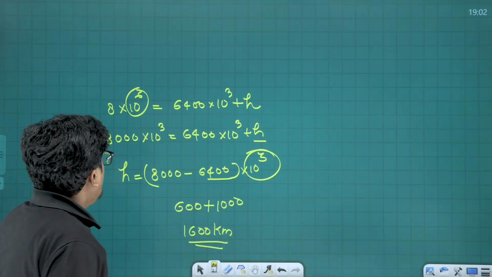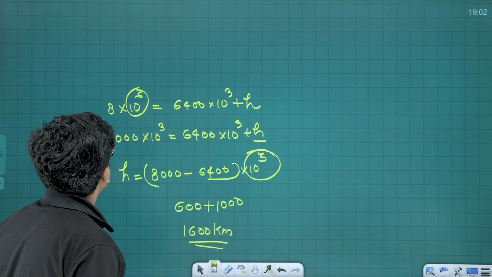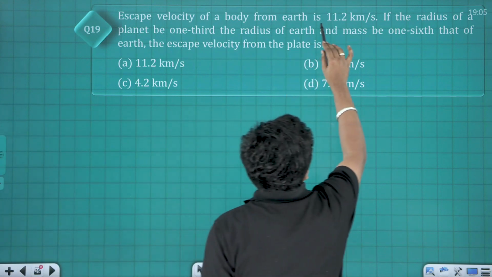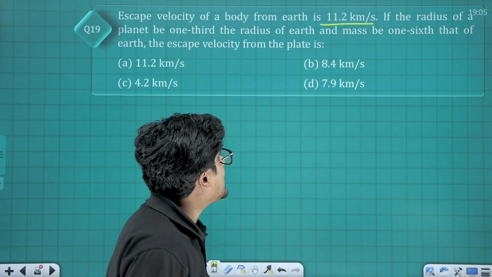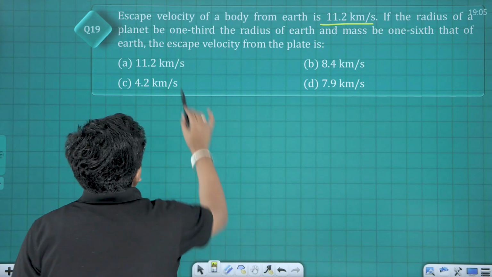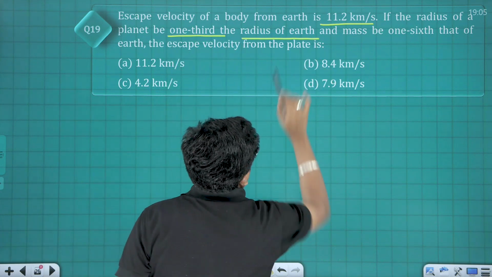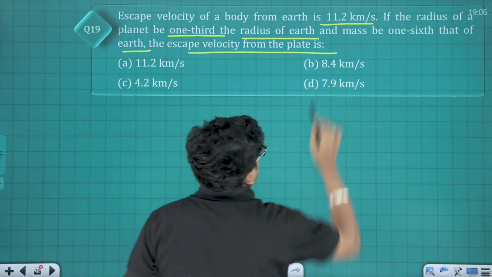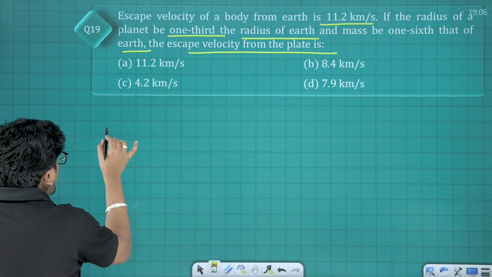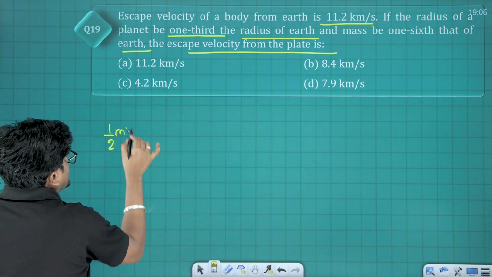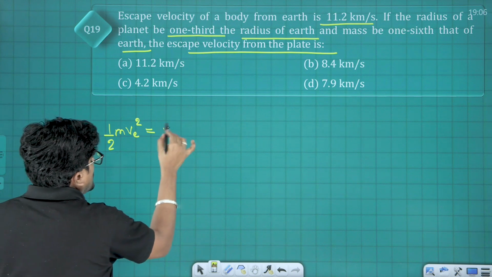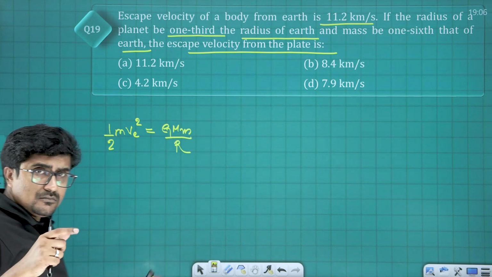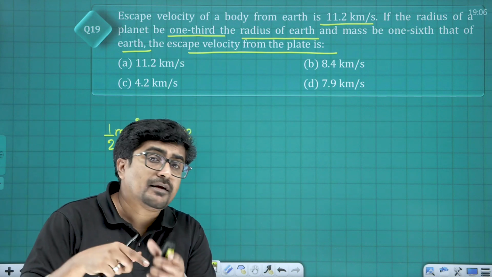Is that okay? Now let's move to the next, that is question number 19. The question says the escape velocity of a body from the earth is 11.2 kilometer per second. If the radius of a planet is 1/3 of the radius of the earth and its mass is 1/6 that of the earth, then the escape velocity from the planet is. We all know that the initial kinetic energy that we provide should be equal to the magnitude of the total energy of the mass, I mean the total summation of kinetic energy plus potential energy.